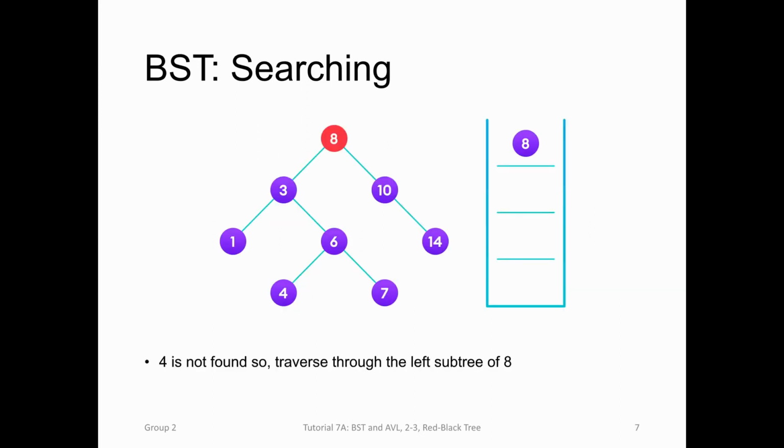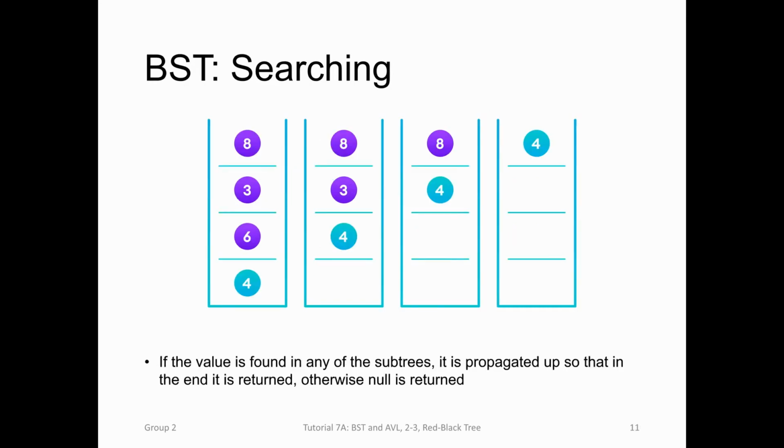If we want to find the node 4, because 4 is smaller than 8, 4 should appear in the left subtree, and 4 is bigger than 3, so it will appear in the right subtree, and 4 is smaller than 6, so it will appear in the left subtree. Then we found it. But if the binary search tree didn't have the element 4, it will return null.